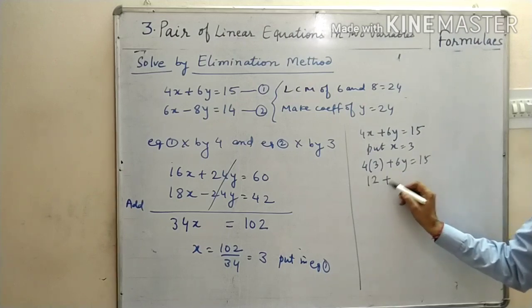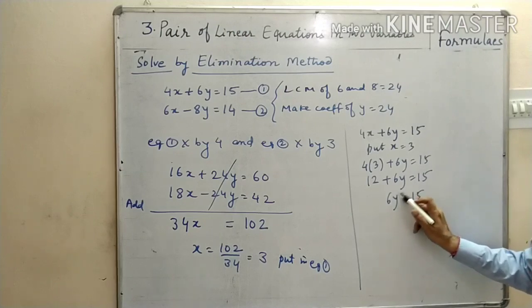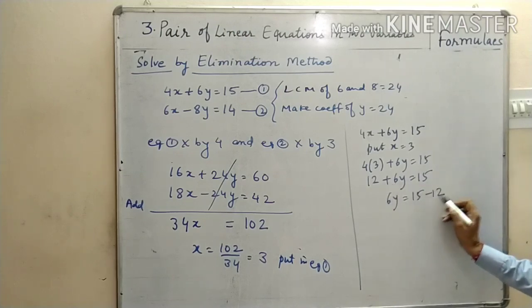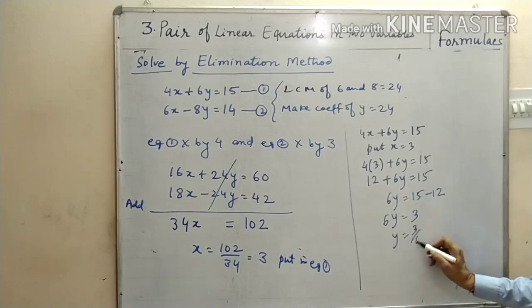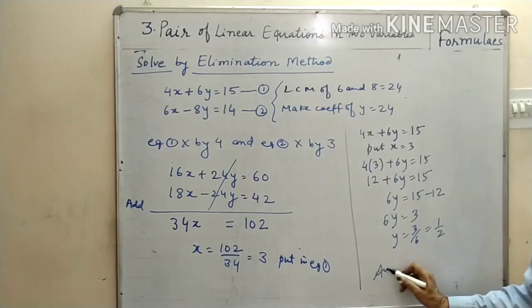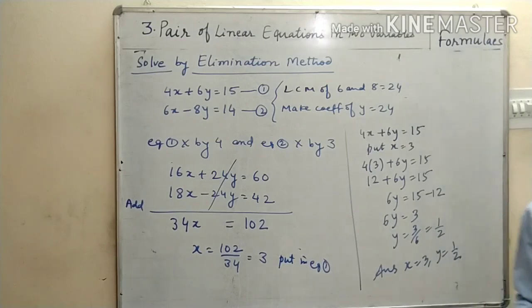4 times 3 is 12 plus 6y equal to 15, and 6y equal to 15 minus 12. So 6y equal to 3. Y equal to 3 upon 6, that is 1 upon 2. So this way you get the answer x equal to 3 and y equal to 1 upon 2.